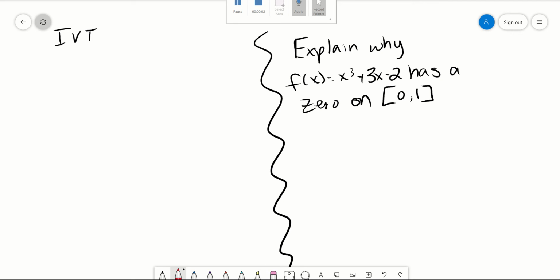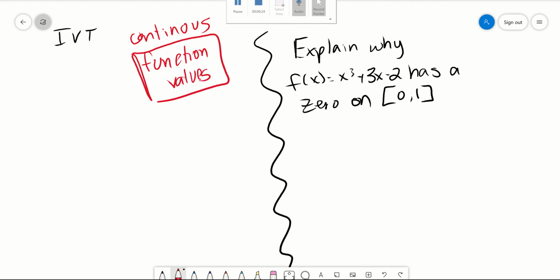Okay, one of the other theorems you need to know is the IVT, the intermediate value theorem. For your intermediate value theorem, you only need the function to be continuous. IVT has nothing to do with the derivative. IVT is just dealing with function values. So like on AP multiple choice questions, if you know you're dealing with IVT, ignore anything that says f prime. IVT is just dealing with f.